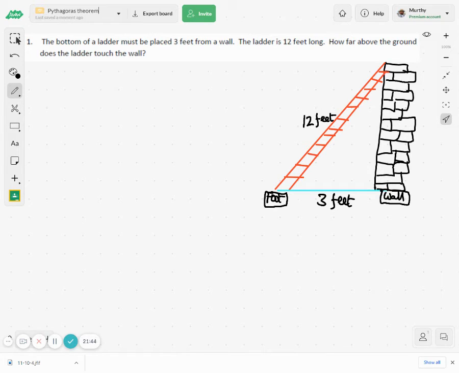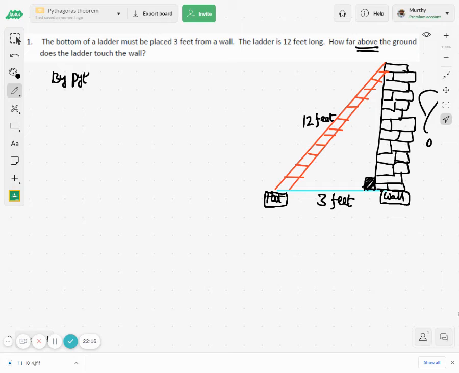You should be very careful while identifying the parts of the diagram. How far above the ground? Above the ground means the question is to find the height on the wall. This is representing a perfect right triangle. This L shape always indicates 90 degrees, right?